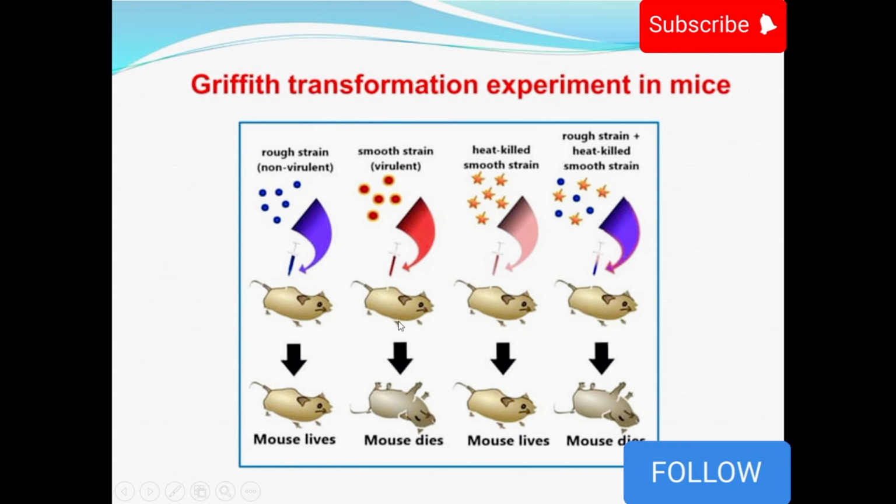All of these four experiments can be easily concluded with the help of a diagram. So rough strain, non-virulent, the mice lives. Here smooth strain, which is virulent, the mice dies. Heat killed, the mice lives. When R strain live is mixed with the heat killed smooth type, the mice get the disease and die.